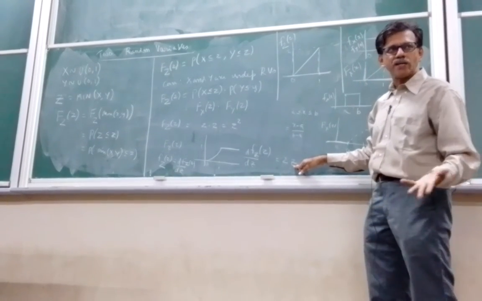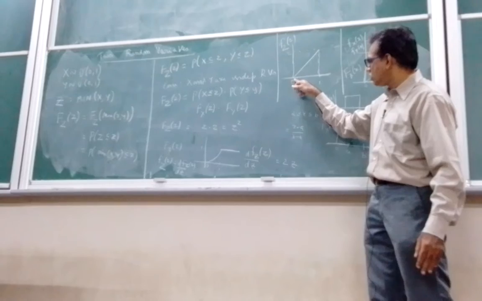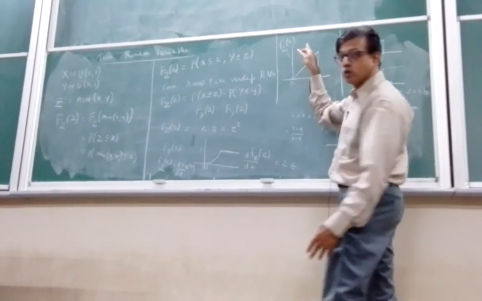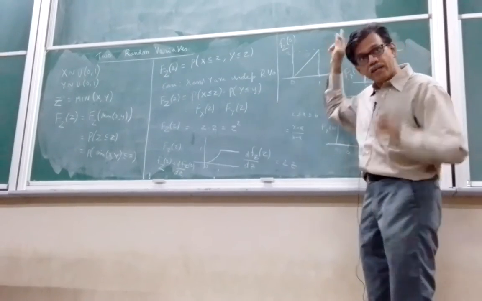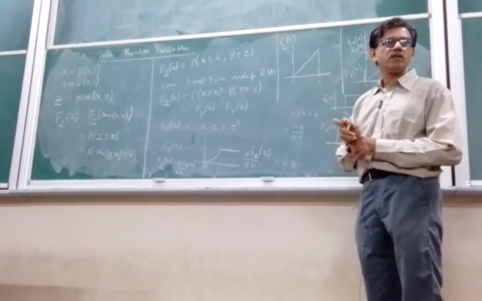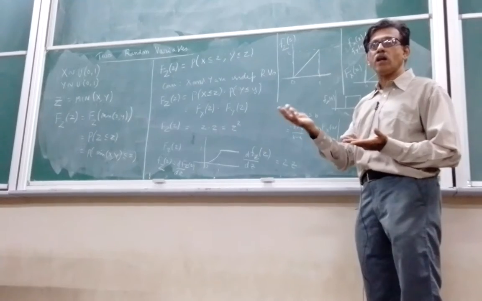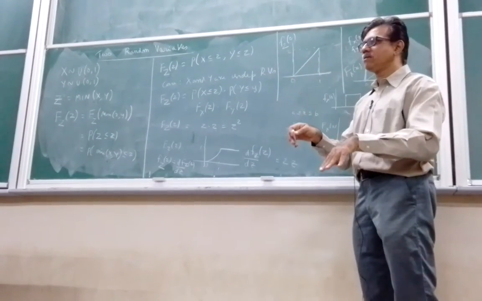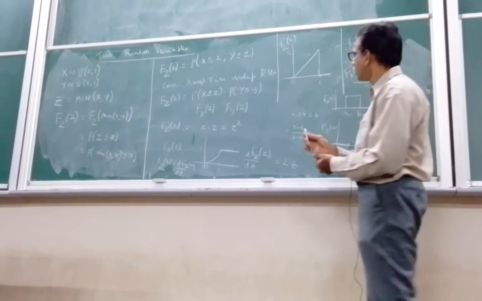So just substitute a line. At 0 it is 0, at 1 it is 2. So the height is 2 at this point. But it is a valid PDF. A PDF can become more than 1 also, but the integral over any range has to be, it's a probability, which has to be less than 1.